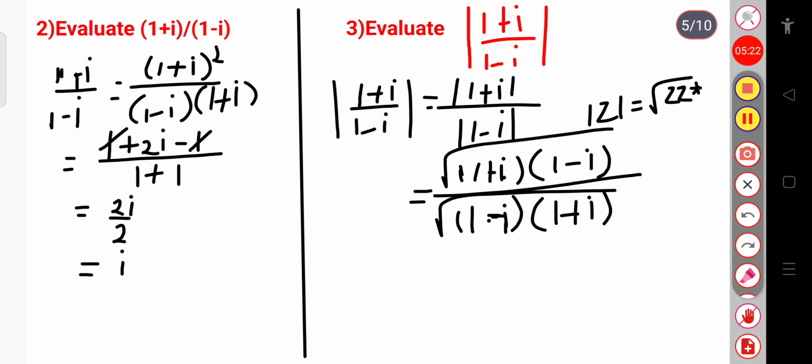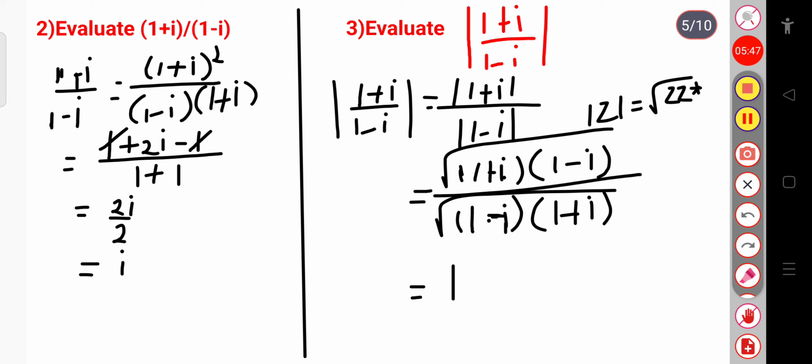Now you can see the denominator and numerator are the same, or you may calculate this: 1 plus i into 1 minus i. It is in the form of (a plus b) into (a minus b), that is again 1 plus 1, that is 2. So this will be root 2 divided by the same root 2, or you can directly cancel because these are the same term. So after cancelling we will get 1.